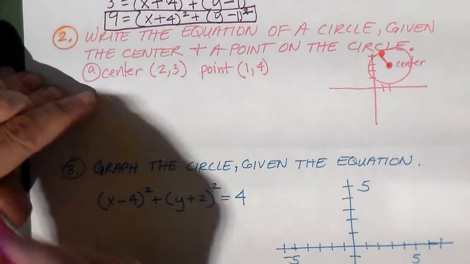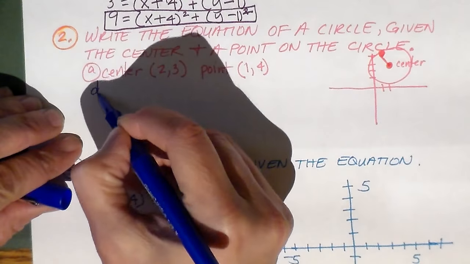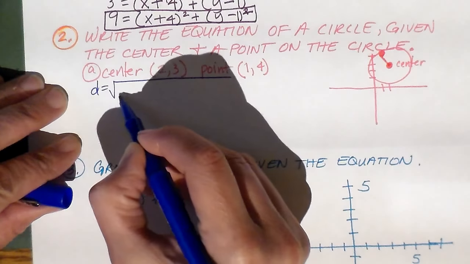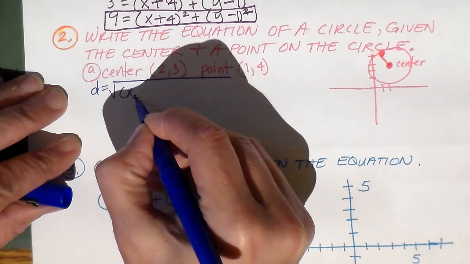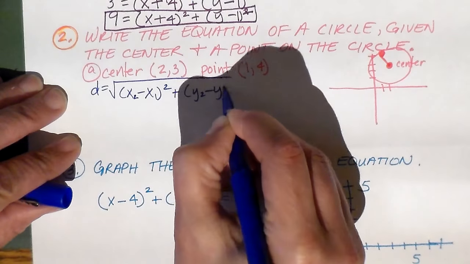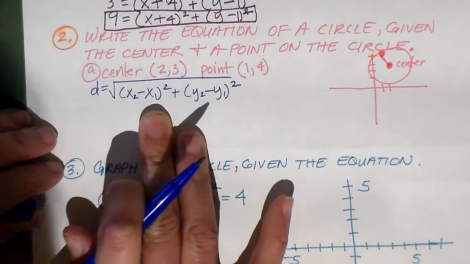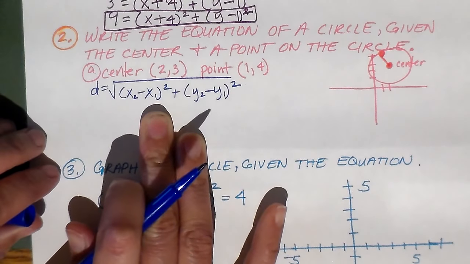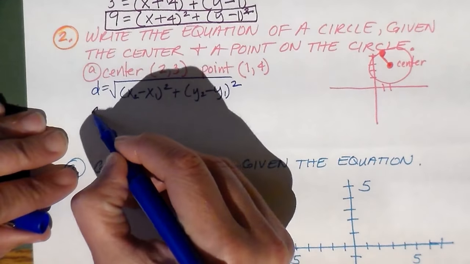So let's bring in the distance formula, your favorite thing ever. The distance formula is the square root of x2 minus x1 squared plus y2 minus y1 squared. If you remember back from the fall, the distance formula is actually just the Pythagorean theorem solved out. So we're going to use this to find the distance.